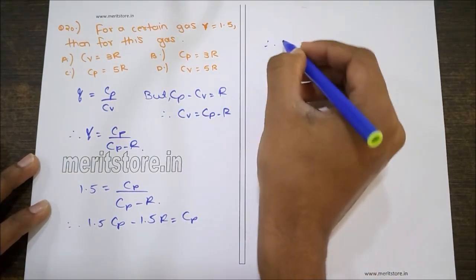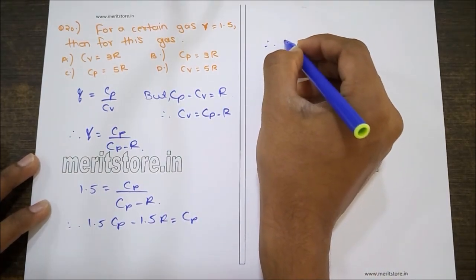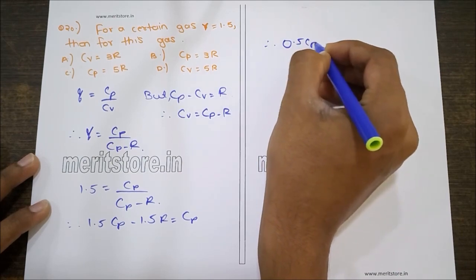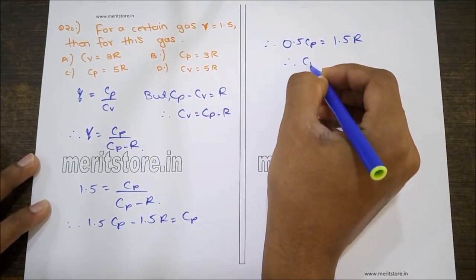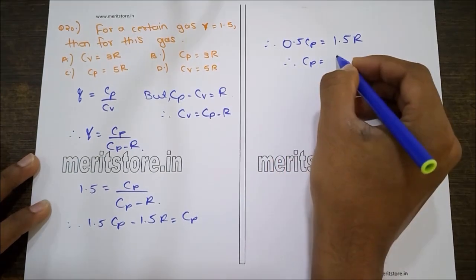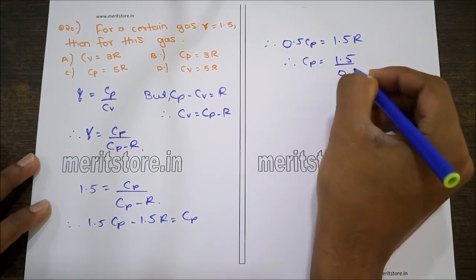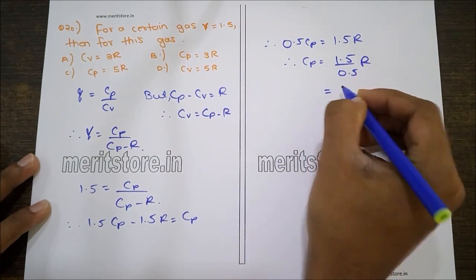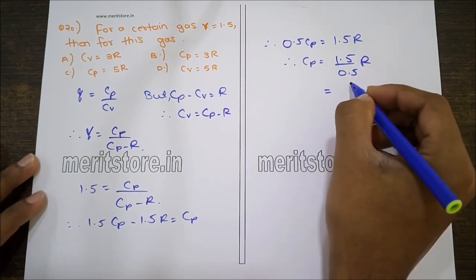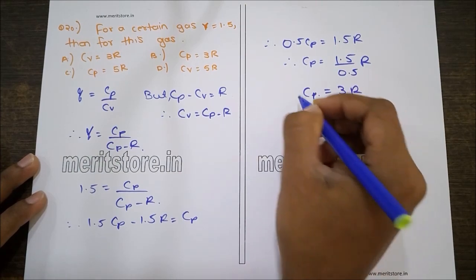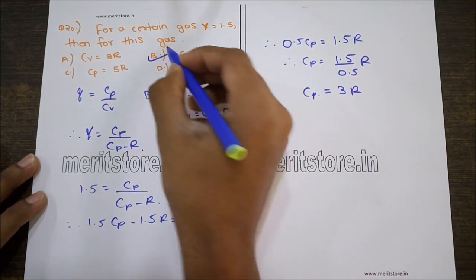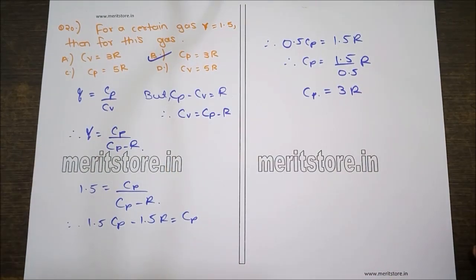So solving for Cp, we get 0.5 Cp is equal to 1.5 R. Therefore, Cp is equal to 1.5 upon 0.5 R. That is nothing but 3 times R. So Cp is equal to 3R. Hence, option B is the correct answer.